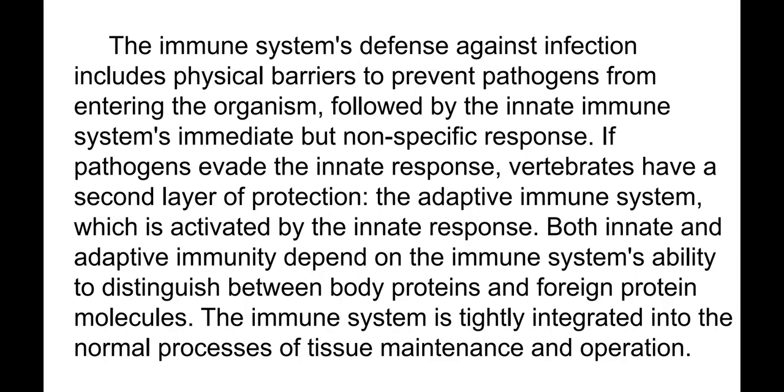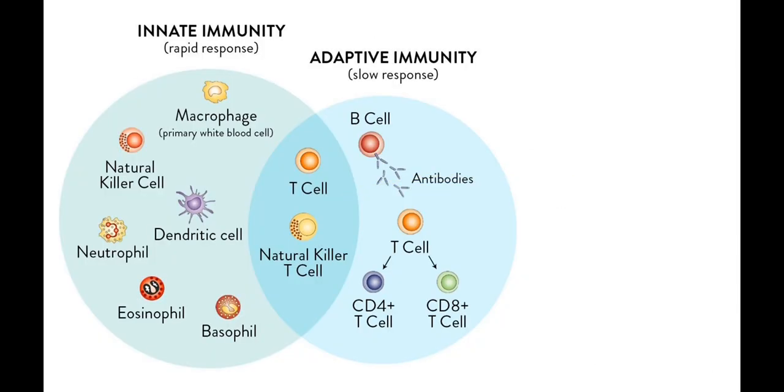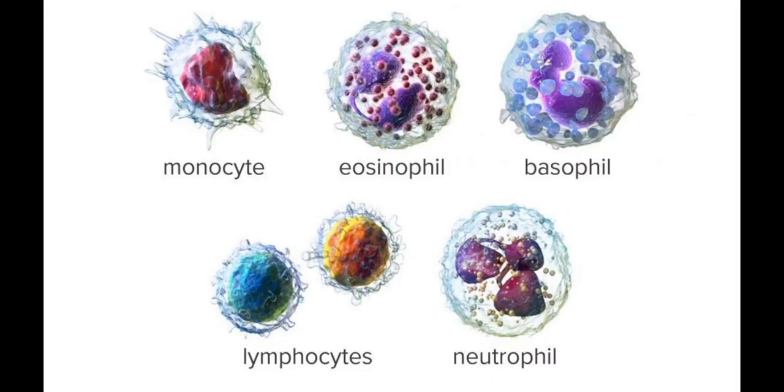Both innate and adaptive immunity depend on the immune system's ability to distinguish between body proteins and foreign protein molecules. The immune system is tightly integrated into the normal process of tissue maintenance and operation. So here innate immunity and adaptive immunity are presented. Some cells produced by our body belong to both innate immunity and adaptive immunity. Here we see that white blood cells are of different kinds.